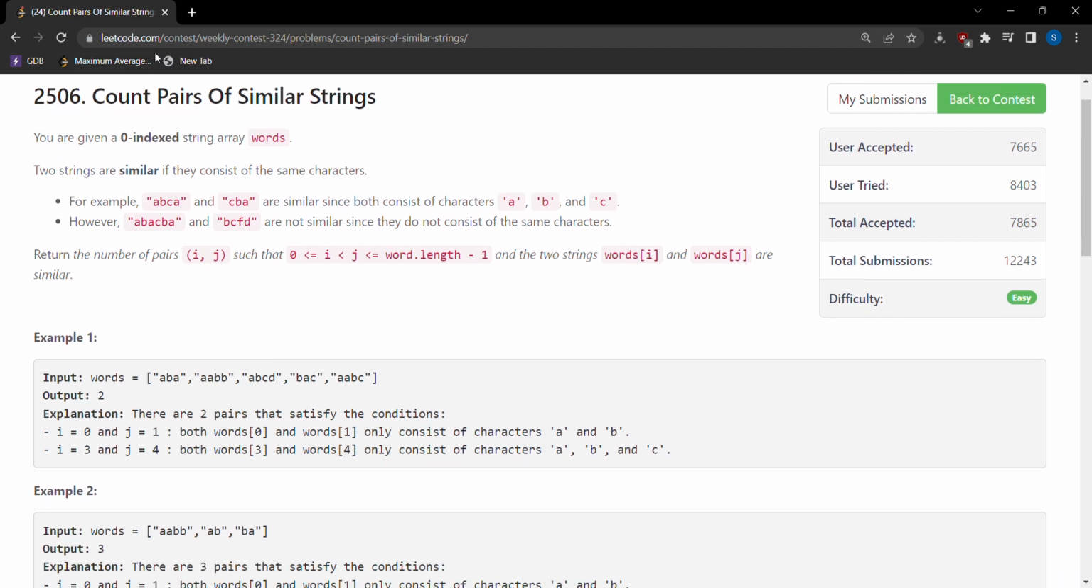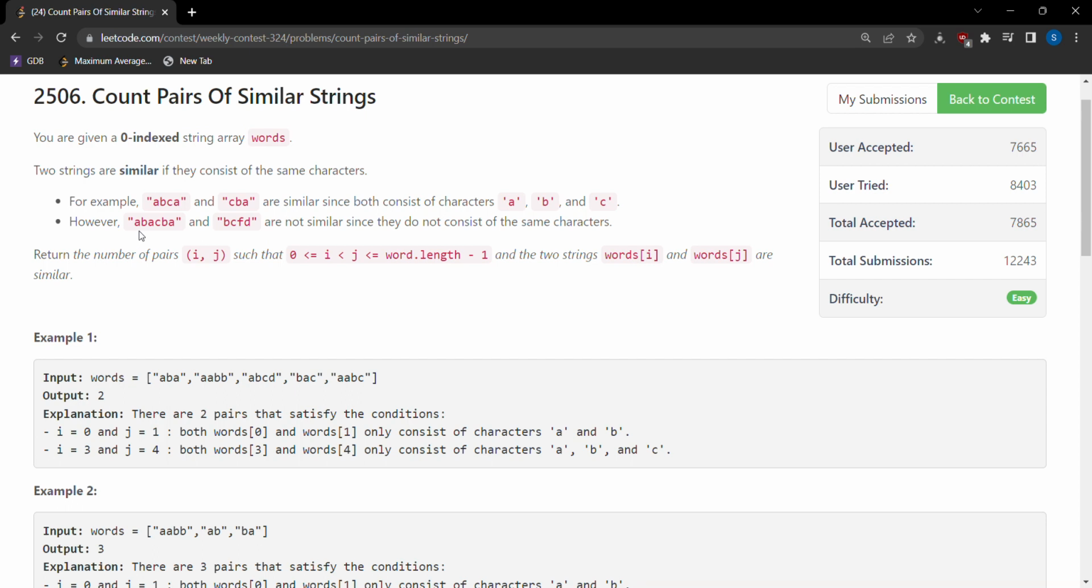Now in this particular question we have been given a zero indexed string array that's called words. Two strings are similar if they consist of the same characters. So that means if the first string has ABCA and the other string has CBA, then we know that both strings have three different characters A, B and C. So these both strings are similar.